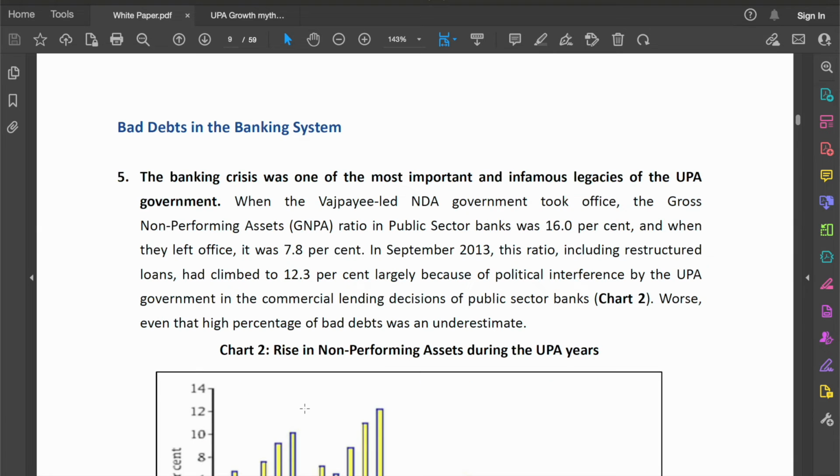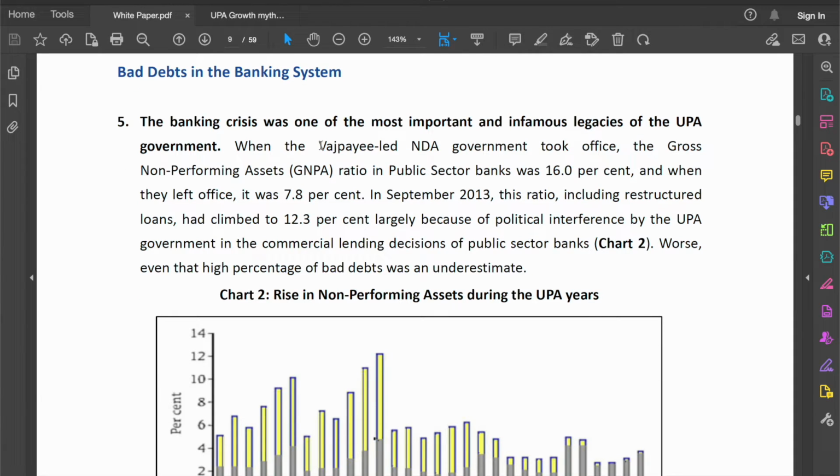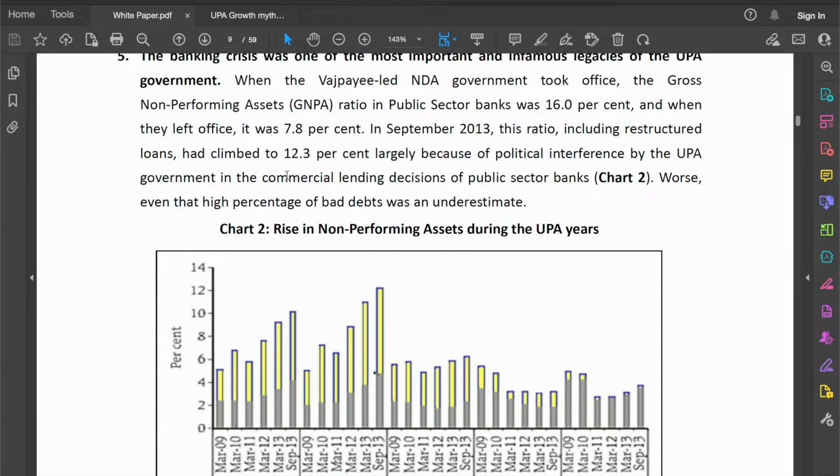Then it talks about the bad debts in the banking system. It says that when there was the Vajpayee government, NPAs were low, and when the UPA government ended, the NPAs were higher, and again when the Modi government is there, NPAs are lower. This is also true. There is no doubt about the data that they have given.